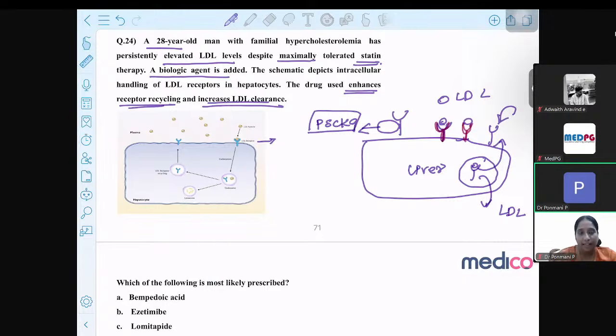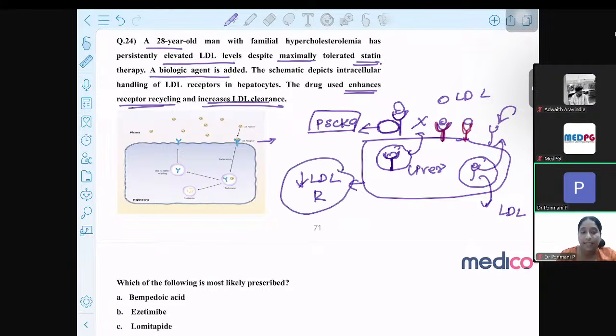So when this PCSK9 compound is attached to this receptor, what happens? As usual, the LDL will come and bind to it. It goes into the lysosomes for the degradation. Along with the LDL, the receptor will also get degraded. So what happens? The receptor will not come to the surface and this results in a decrease in the LDL receptors. Okay, so now what are we going to give? We are going to give a compound which is going to inhibit this PCSK9.